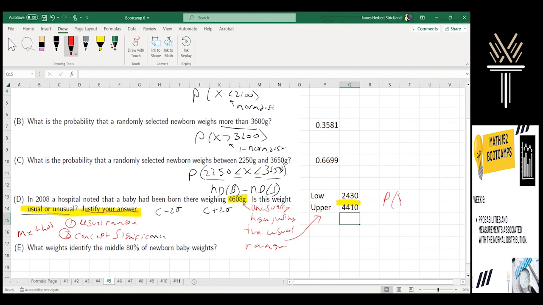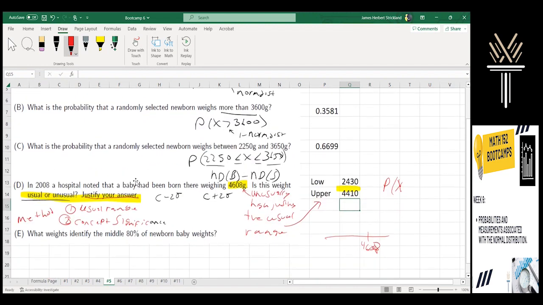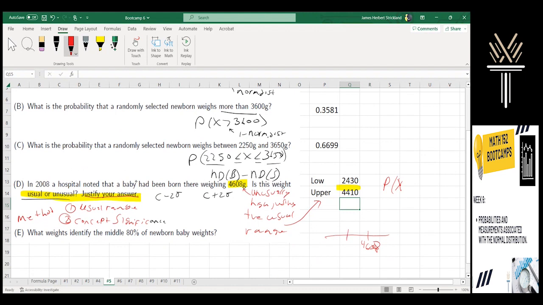Now, if I want to use the concept of significance, we know the probability. We got to figure out, am I going to do less than or greater than? And so we have 4608, and our center is our mean, and our mean is 3420. And so we can see that that's the center. We want this little right side, so we're looking for the probabilities greater than 4608.